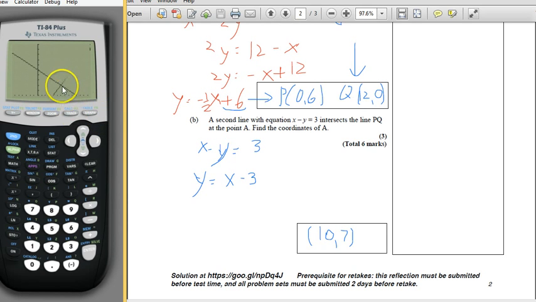Okay, there's the other line. And then we just want to know where that point is. So we could do second, calc, and then we go down and find the intersection. First curve, yes. Second curve, yes. And then we're just going to say, yeah, that's our guess, whatever. And there's our intersection, 6 and 3. Okay?